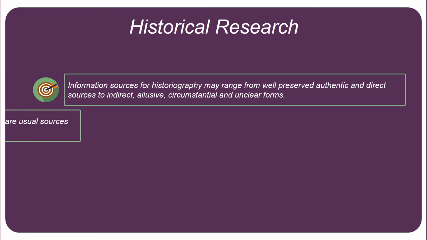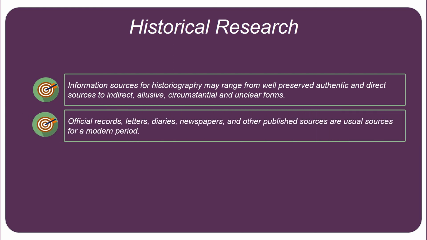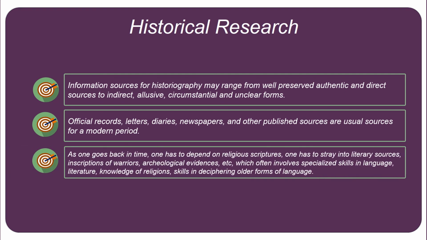Information sources for historiography may range from well-preserved, authentic and direct sources to indirect, elusive, circumstantial and unclear forms. Official records, letters, diaries, newspapers and other published sources are the usual sources of historiography for the modern period. As one goes back in time, one has to depend on religious scriptures, strain to use literary sources, inscriptions of warriors, archaeological evidence, etc., which often involve specialized skills in language, literature, knowledge of religions, knowledge of older forms of language, skills in deciphering, etc.